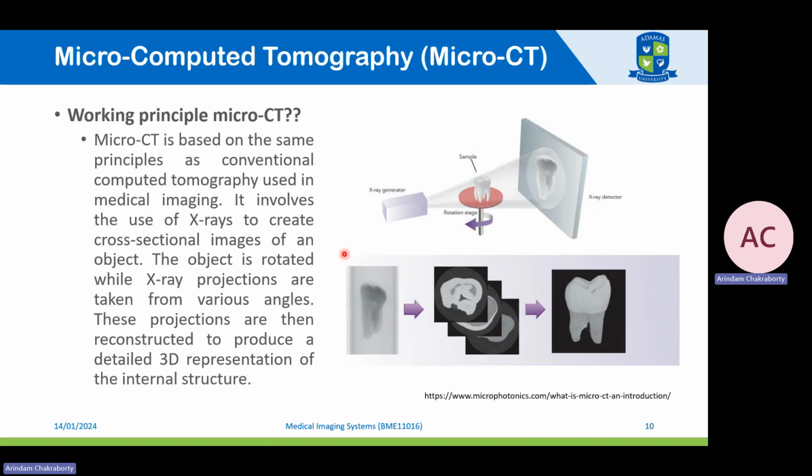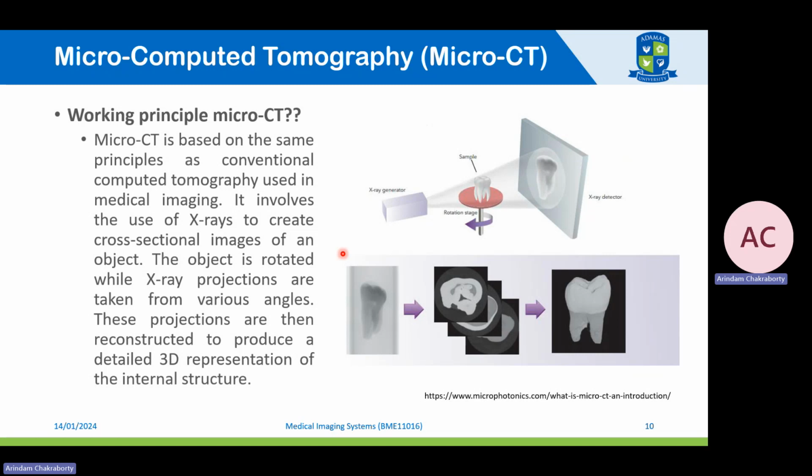So it involves the use of X-rays again. The basic principle of micro CT involves the use of X-rays to create cross-sectional images or cross-sectional slices of an object. The object here is rotated while the X-ray projections are taken from various angles.